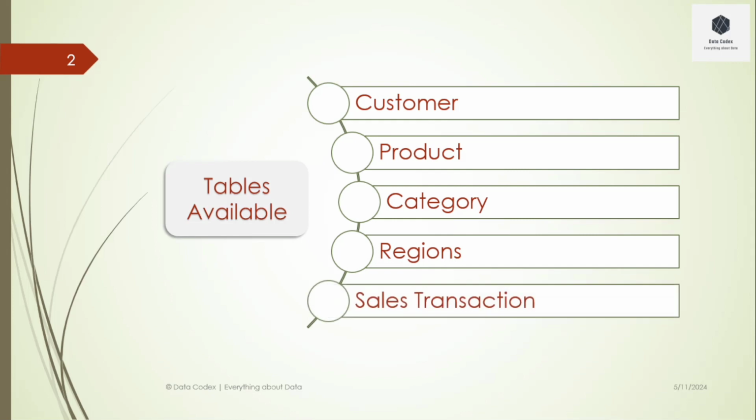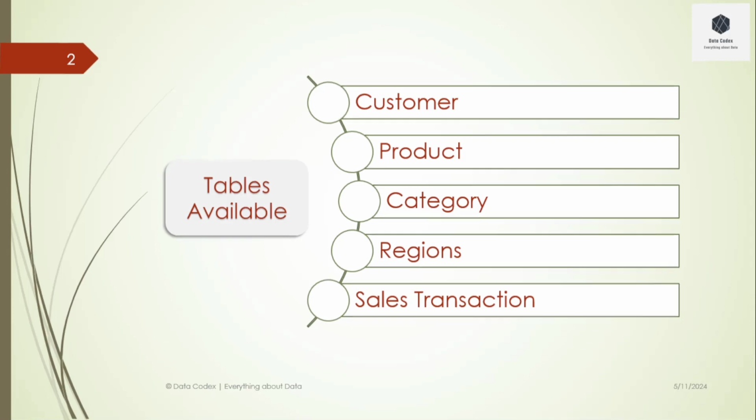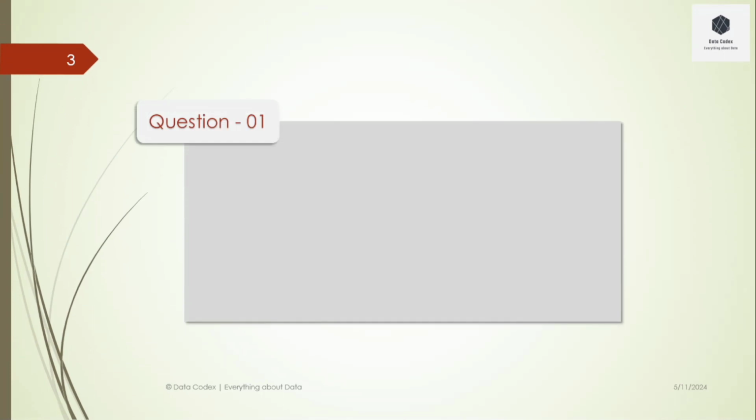Finally, a sales transaction table which contains all the transaction details made by the customers, what products they have bought, along with the sales date. Based on these 5 tables, we are going to solve 3 questions today. Let me explain the first question.